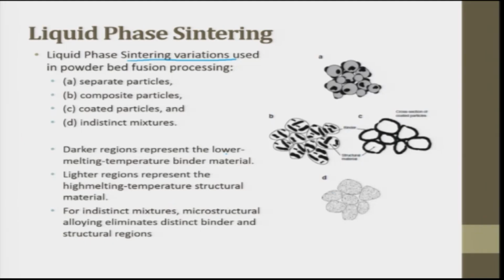The darker region represents the lower melting point binding material. The lighter region represents the higher melting point. For indistinct mixture, microstructural alloying elements, distinct binder and structural regions are not there, they are indistinct. So they are all mixed together. So these are the fourth type. So this was the example which I was trying to talk about. You can do it like this, or you can also do it like this, right? Tungsten carbide cobalt, wherein it is mixed and then you get the required output.